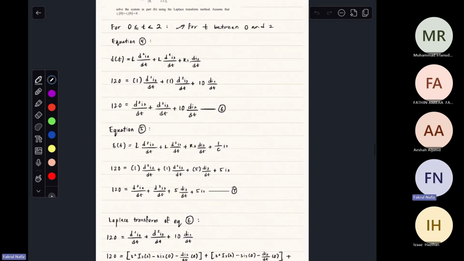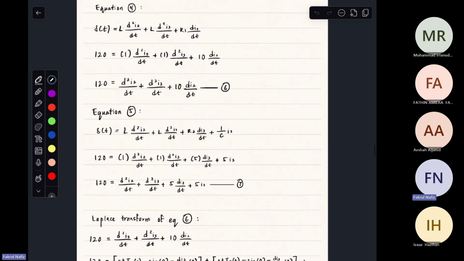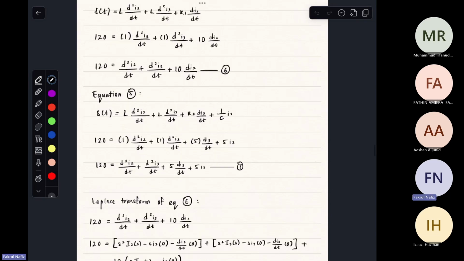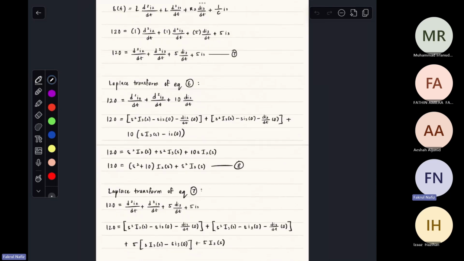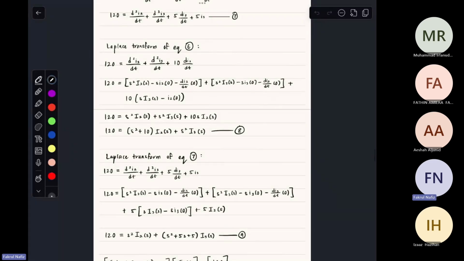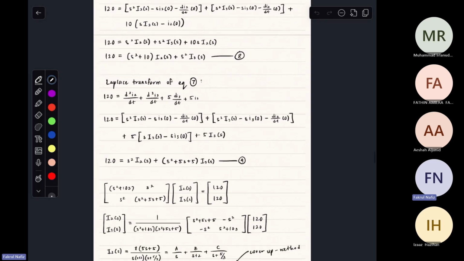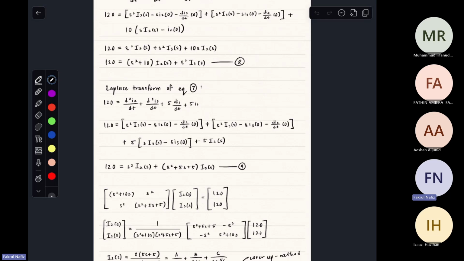So we will get this kind of equation, the sixth equation and the seventh equation. So this is the Laplace transform of equation 6. So for d square I over dt, when we Laplace the d square I over dt, we will get s square I to s minus s I2 to the value of 0 and di2 over dt to the value of 0. And for the Laplace transform of equation 6, we will get like this one, the 8th equation. And for Laplace transform of equation 2, we will get the 9th equation, which is this one.